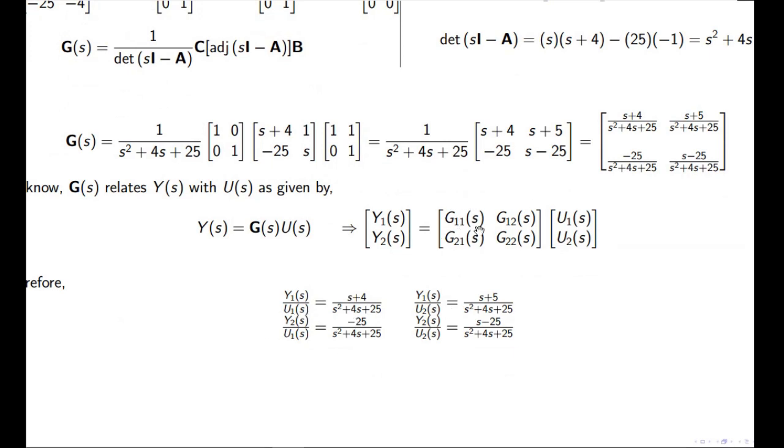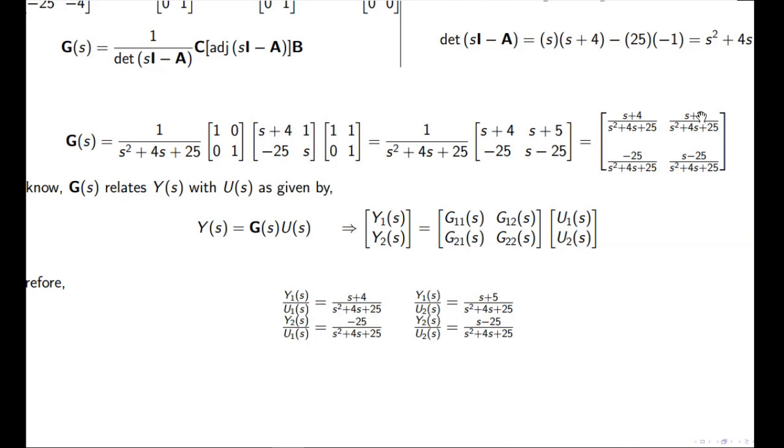First element G11 is Y1 by U1. Y1 by U1 of S is this. Okay, and G12 is Y1 by U2. So these are the separate transfer functions.